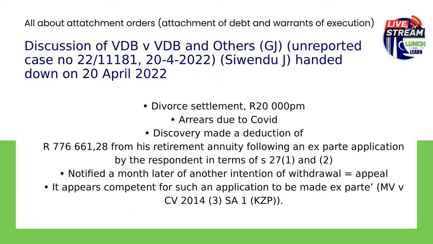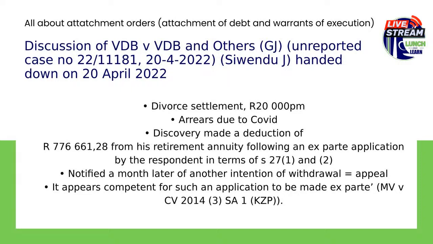So what had happened in this matter is there was a divorce settlement and the respondent was ordered to pay 20,000 Rand a month for maintenance for the children. Subsequently, he fell in arrears due to COVID, and he could not pay. The complainant then went to the court. She filed an application. She completed the J306, and she also submitted affidavits of the arrear amount that was still due by the respondent. That was done by an ex parte application. Now, an ex parte application is basically done without the knowledge of the other person. And the court granted that order in terms of Section 27(1) and (2).